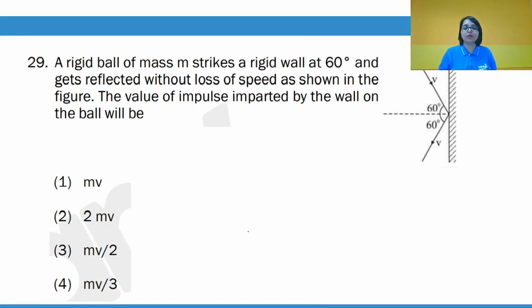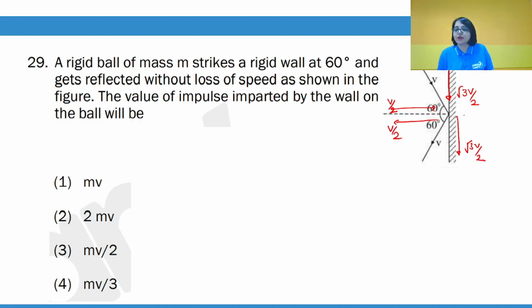A rigid ball of mass m strikes a rigid wall at an angle of 60 degree and gets reflected without loss of energy or speed. The value of impulse imparted by the ball on the wall will be. So if you make the component of velocity, so this will be v cos 60 degree, v by 2, and this will be v sin 60 degrees, so it is root 3 v by 2. Similarly, for outgoing velocity, this component will be v by 2 and this component will be root 3 v by 2.